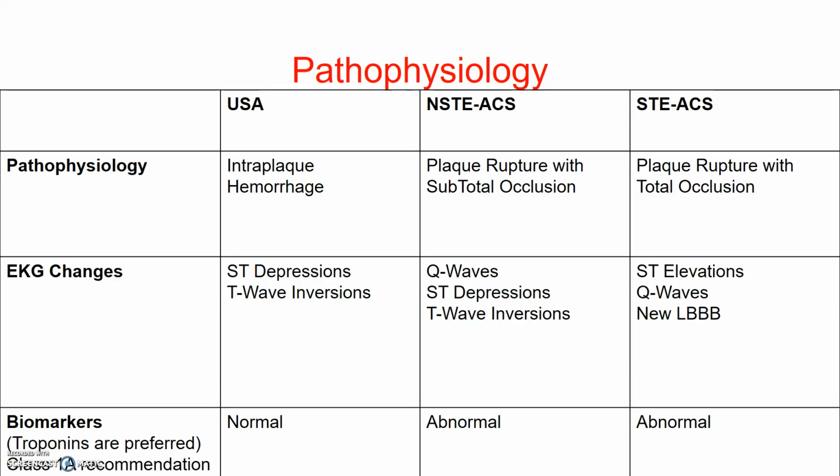First, we'll look at pathophysiology, and it is important to note that acute coronary syndromes constitute a triad of conditions, which include unstable angina, non-ST elevation MIs, and ST elevation MIs respectively. They can all be differentiated on the basis of their pathophysiology, electrocardiographic changes, and whether they have normal or abnormal biomarkers.